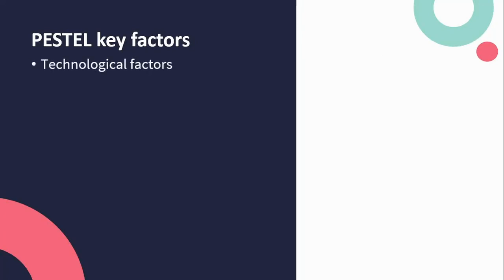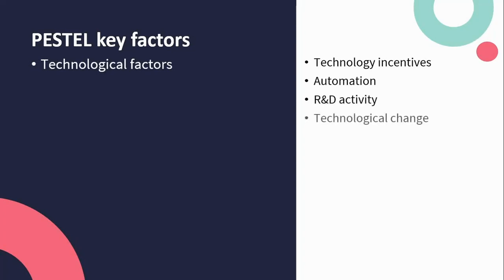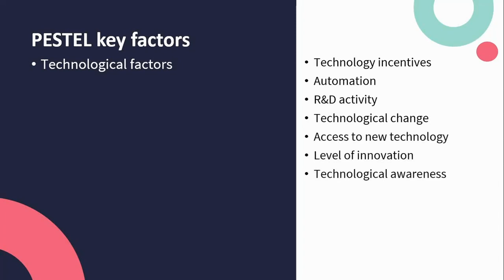Next, we are going to look at technology factors. These are technology incentives: if you take on new technologies, automation, what technology is available, and what processes can you automate within that company. R&D activity, technological change, access to new technology, level of innovation, technological awareness, and the internet infrastructure. If you are a company that's high tech, you need a lot of internet infrastructure in order to deliver your product or service.